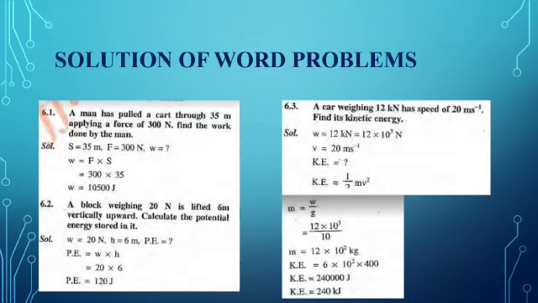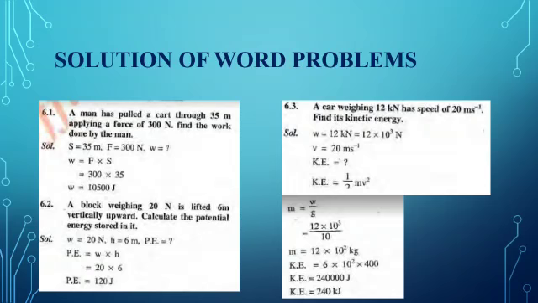6.3 is a car weighing 12 kilonewton has a speed of 20 meters per second. Find its kinetic energy. As you know, we have to convert every unit into SI unit, so we'll convert this kilonewton into newtons. Just multiply this 12 with 1000 and you will get it in newtons. So velocity will be 20 meters per second.